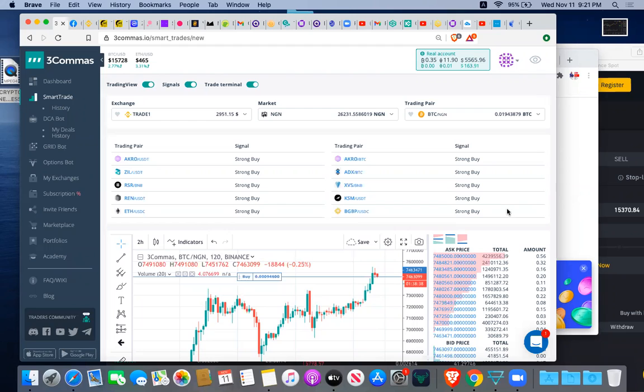You trade on your Binance, where you buy, just like the normal thing we tell us: buy this coin, set the amount, set the price, ladder your price from this range to this range, from this range to this range. That's exactly what you are doing. But what the smart trade does for you is this. Look at it.